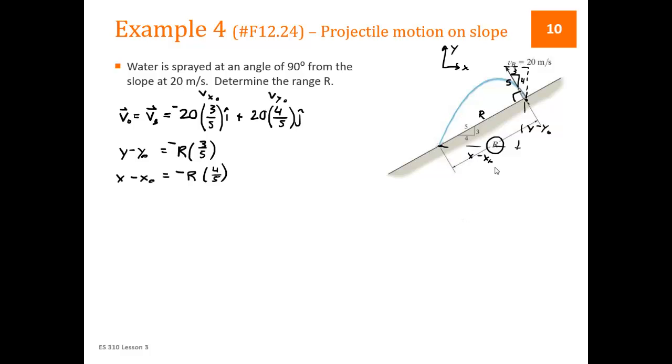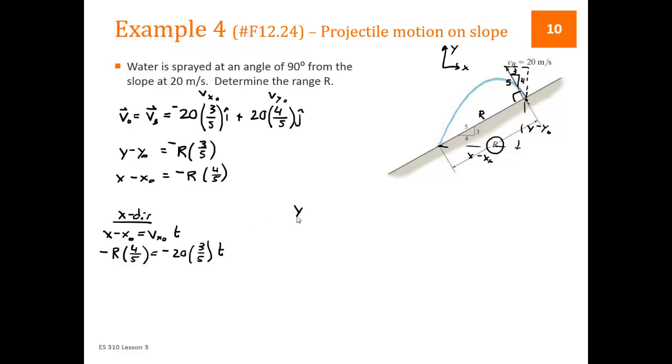Okay, so now we're ready for some equations. Let's see what we've got. We have the x minus x naught. We have the initial velocity in the x and the initial velocity in the y. So in the x direction, we can write x minus x naught is equal to the initial velocity in the x times t. So with numbers or letters, we've got r, x was 4/5, is equal to negative 20 times 3/5, alright, times t.